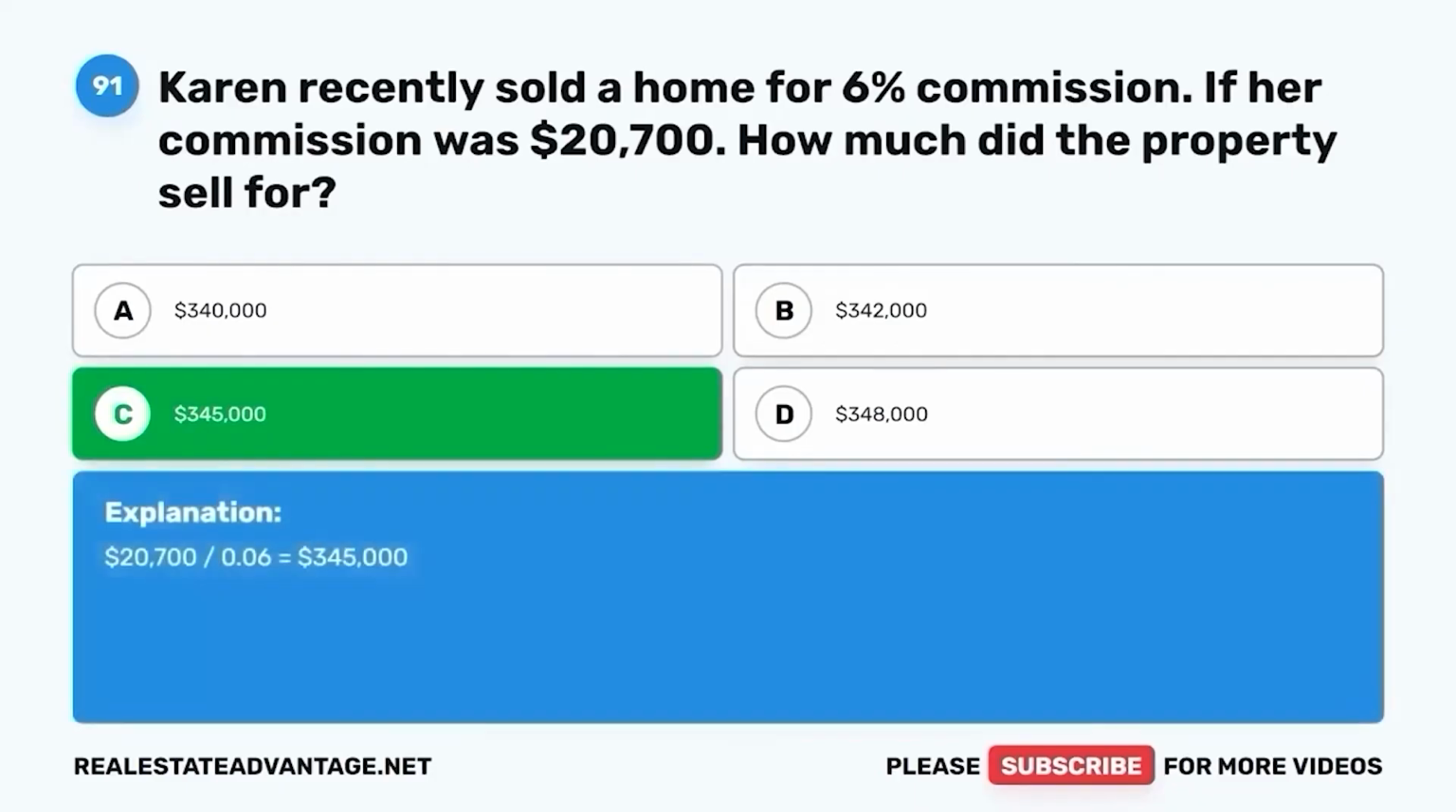$345,000. $20,700 divided by 0.06 equals $345,000.